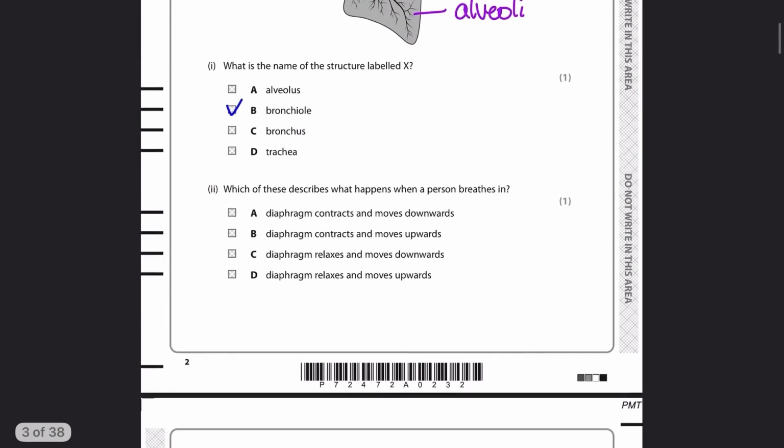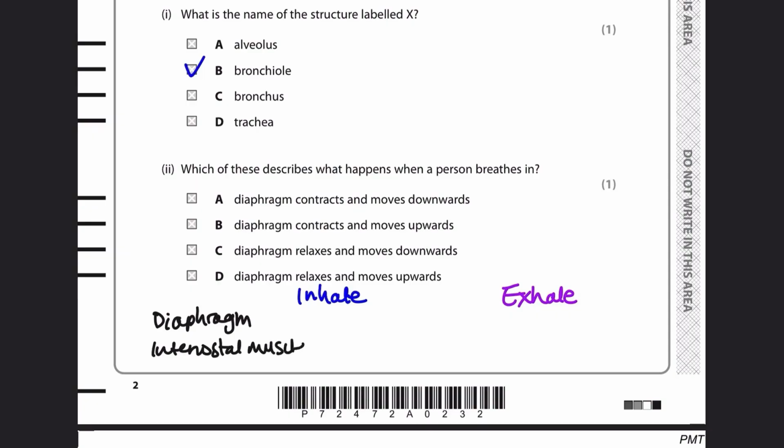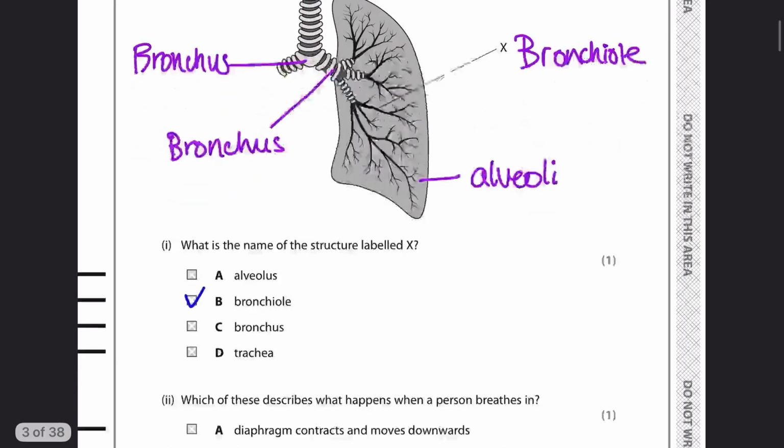Okay, next question here. It says, which of these describes what happens when a person breathes in? So let's revise the whole concept. When you breathe in, which is inhale, and then when you breathe out, which is exhale, what happens to three things? The first one is the diaphragm. The second one is the intercostal muscle. And the third one is the volume of your thorax. Your thorax is just this whole area. What happens to that volume?